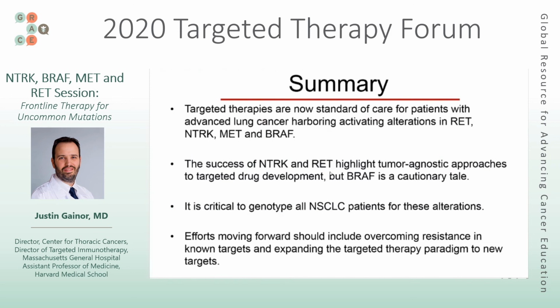We're going to move to questions in a minute, but I just wanted to summarize that targeted therapies are now standard for patients with advanced lung cancer harboring RET, NTRK, MET, and BRAF. The success of NTRK and RET highlights tumor-agnostic approaches, but BRAF is a cautionary tale. As you heard from Dr. Sands, it's critical to genotype all these patients, and efforts are ongoing now to really understand the next lines of treatment, such as resistance and overcoming resistance, and expanding this whole approach to other genetic alterations. So with that, I'll conclude, and I think we can open it up to questions.